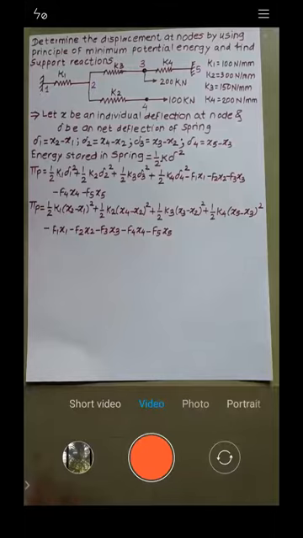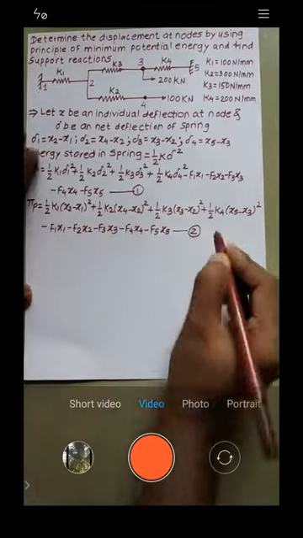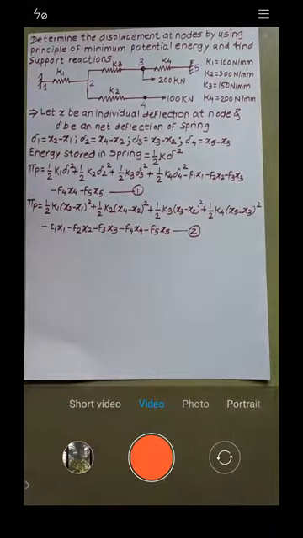Let me write these as equation number 1 and equation number 2. We have now got the equation for the total potential.